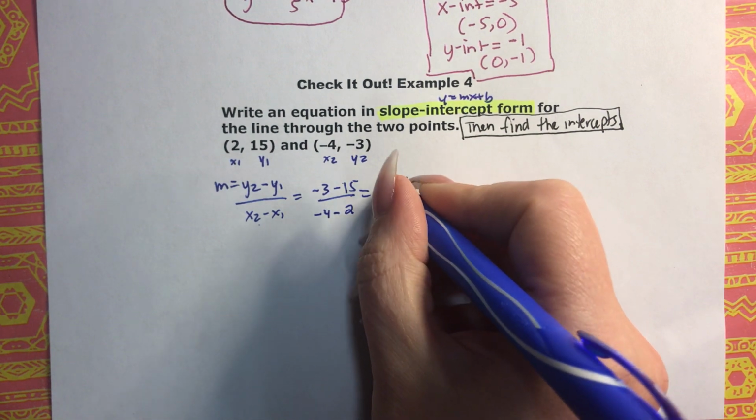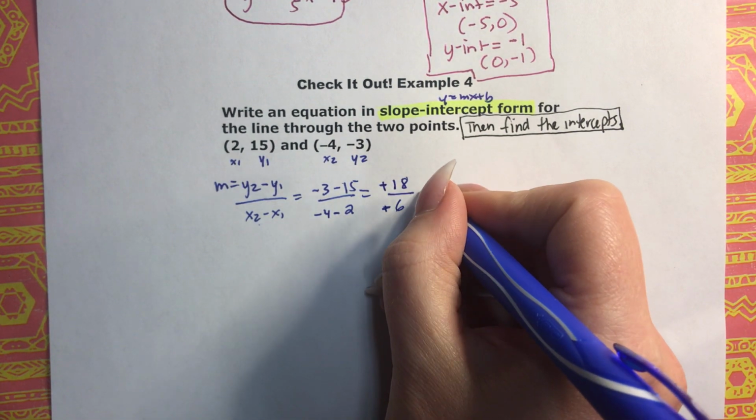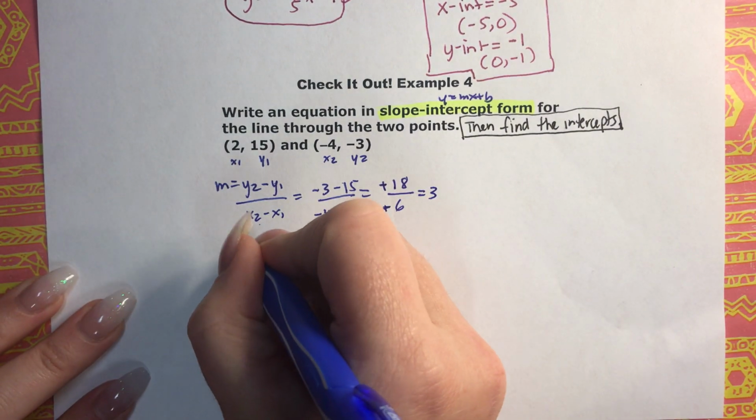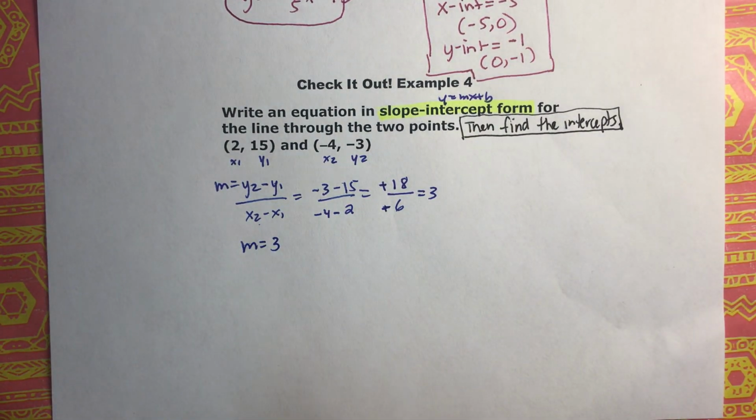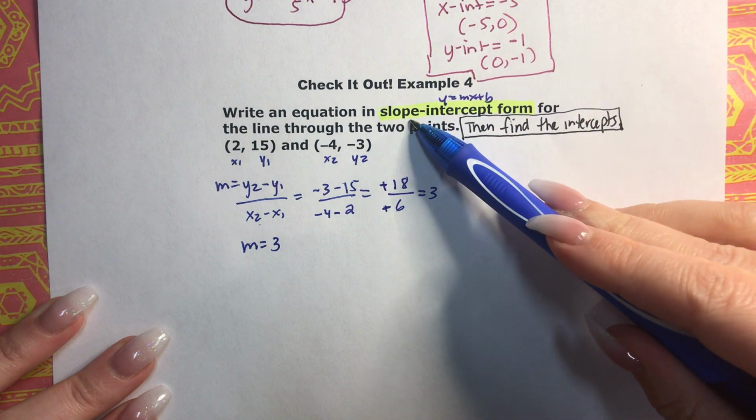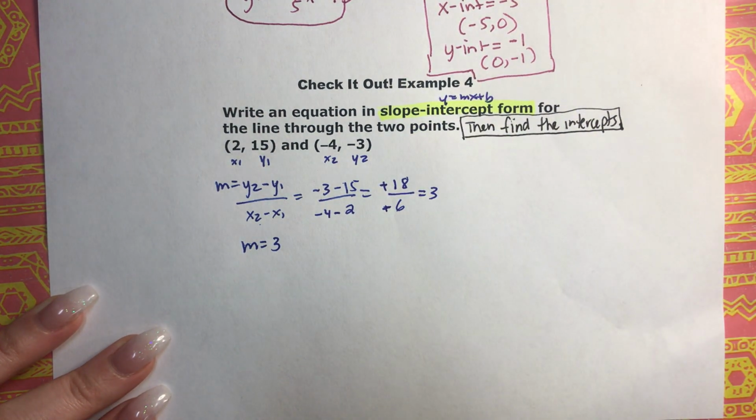And then we just simplify it. A negative and a negative is a positive. 18 divided by 6 is 3. So we have our answer. m = 3. That's what the slope is. But we need slope-intercept form. We have the slope, awesome, but we don't have the y-intercept. So, what do we have?